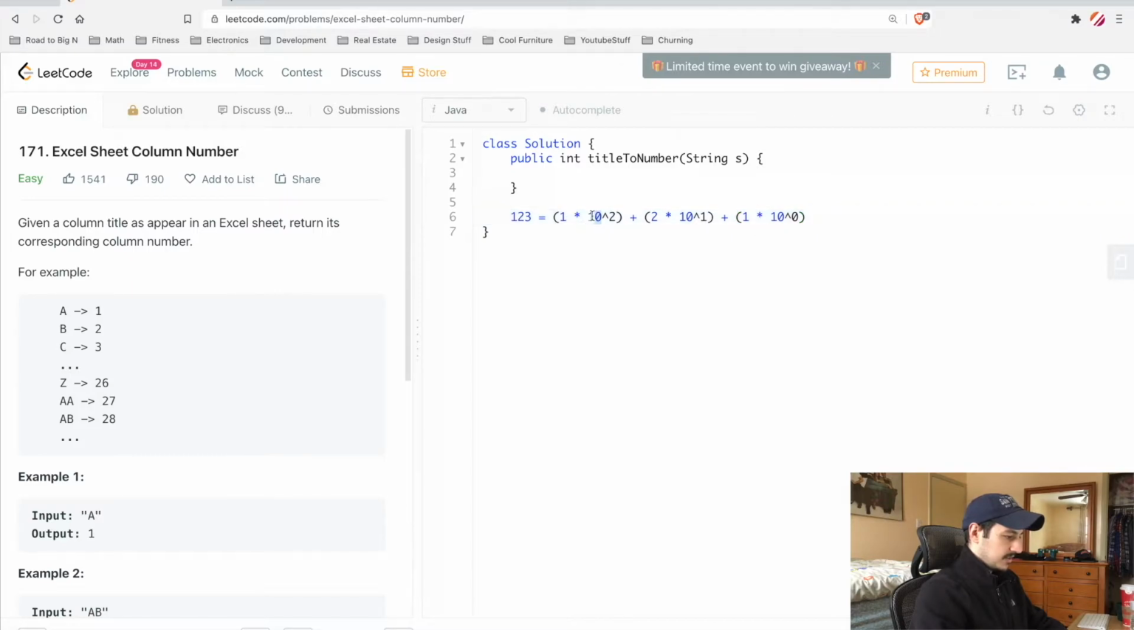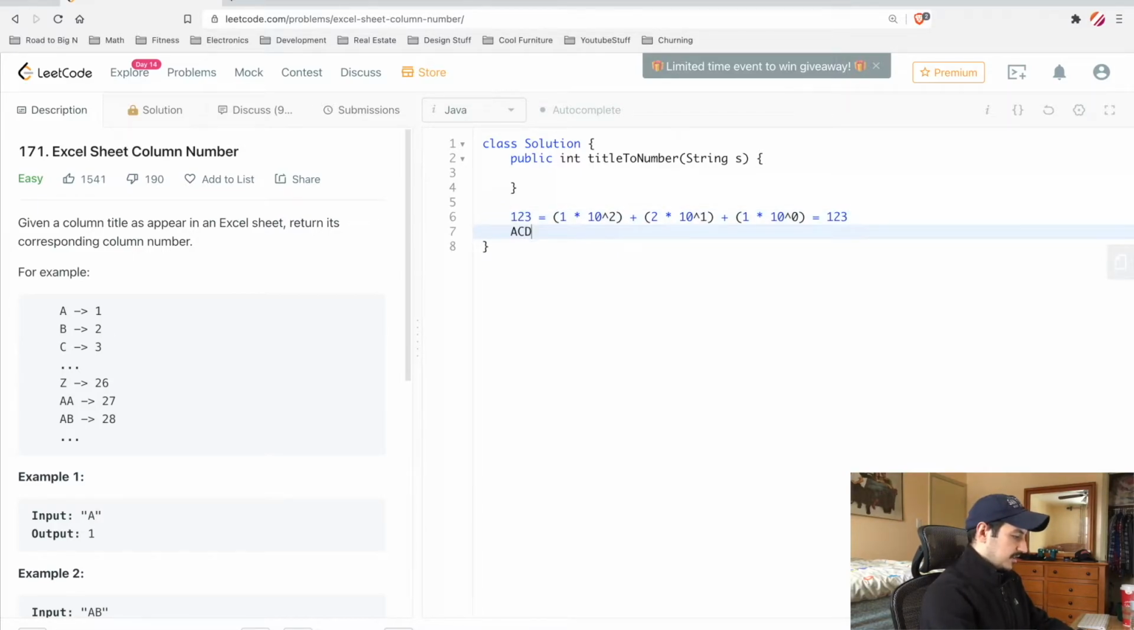And we can see here that these are the base of the numbering system, which in this case is 10 for decimal. And then we have the exponent, which is the position starting from the right of the number, so 0, then 1, then 2. And then we have the value of the actual digit here. And if we just calculate this out, it'll come out to 123. So the same applies here.